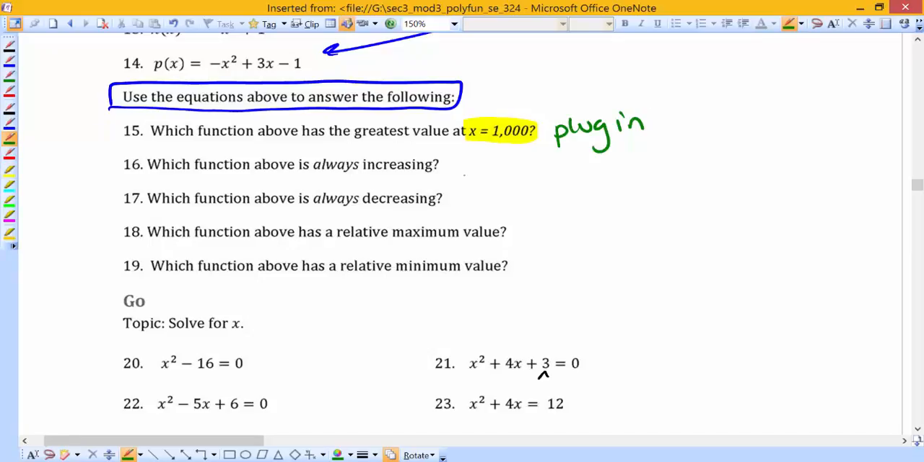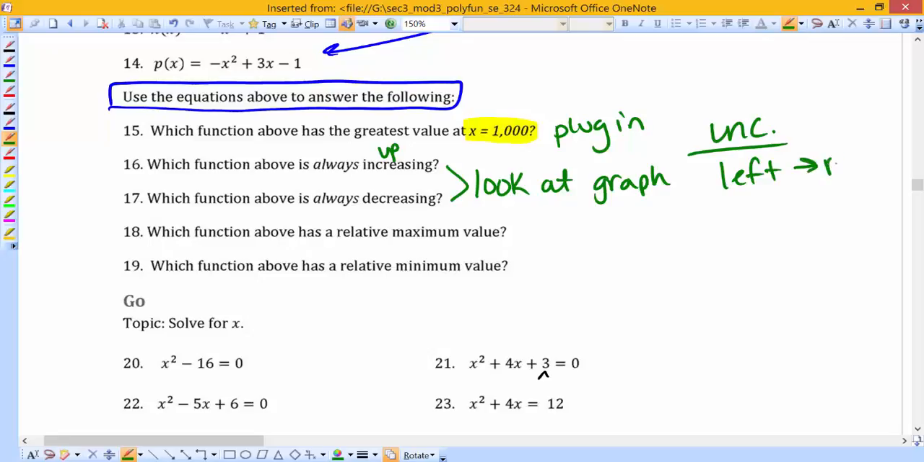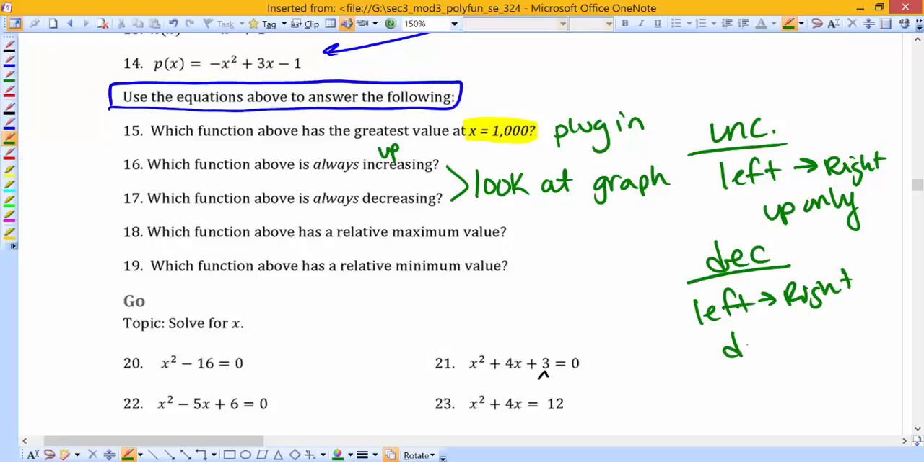When it's always increasing and always decreasing, look at the graph. Increasing means it's going to always go up. So from left to right, it goes up. Okay, increasing. Left to right is up only. Decreasing. Left to right is down only. So those are things you'll definitely want to make sure that you are writing down.